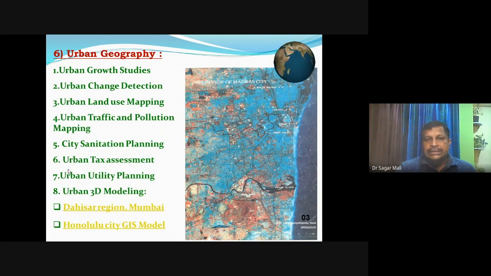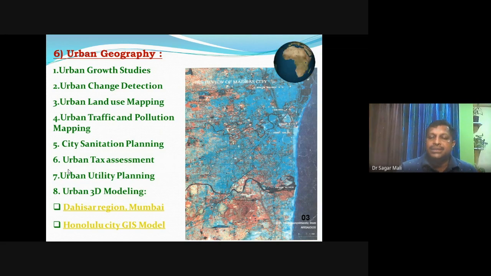City sanitation planning: nowadays, the Government of India is planning to develop smart cities, and under that, the government is trying to give the facilities of sanitation, water supply, solid waste management, sewage management, and for that, GIS, remote sensing, and GPS technology play a very important role in city sanitation mapping and planning.